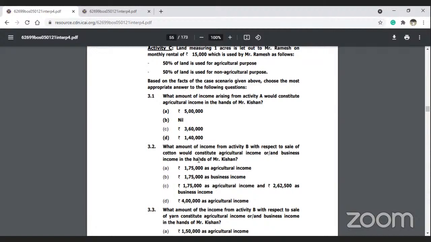Agriculture income and business income. So business income is 1,50,000 as far as I got. I think so. All the figures will be business income only. There will be no agriculture income. Why? In the second case, there will be no agricultural income.